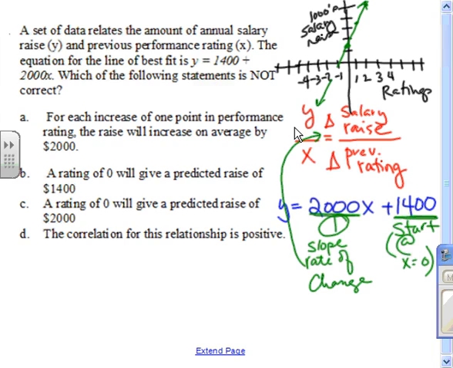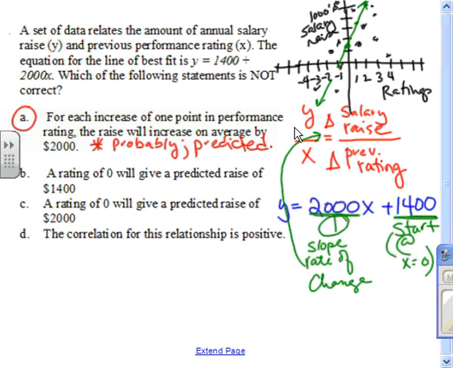So for A, for each increase of 1 point in performance, the raise will increase on average by $2,000. I think that's true. I'm going to write "probably," or maybe the word "predicted," because this is a correlation. This means that there were people who received raises and who received pay cuts. Their dots are all over the place. This line happens to be the one that straddles all of them the best, so it's the line of best fit. But it doesn't necessarily mean that you'll definitely get a $2,000 raise, and that's an important thing to remember. Probably, predicted. But it's still not untrue.